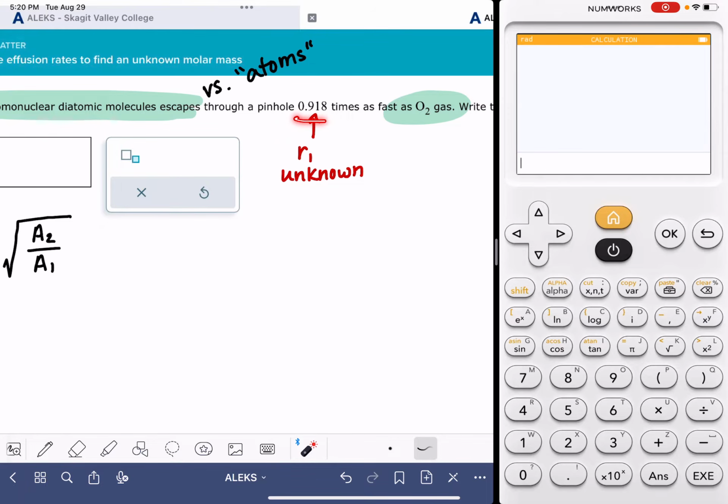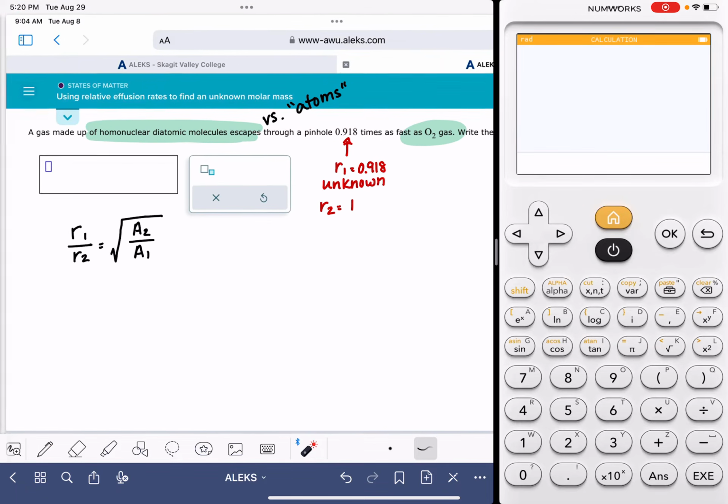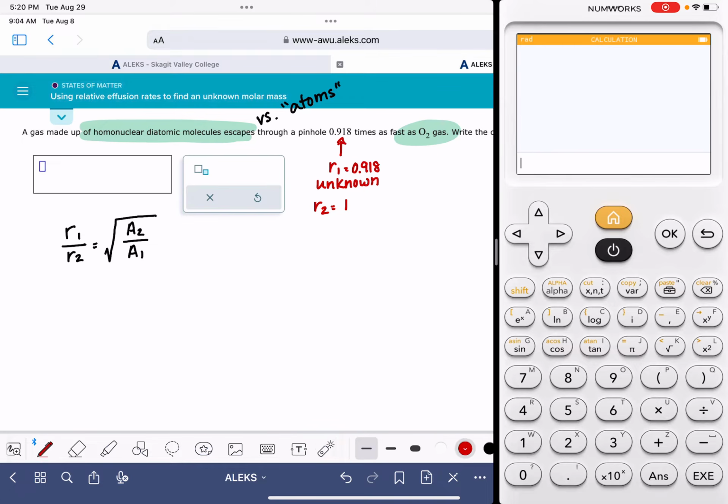Because it's not actually telling me what the rate of effusion is for my unknown, it's just telling me that it is 0.918 times faster than oxygen. So we don't know the actual numbers of R, we just know the relative ratio of R. So R1, that's our unknown, is 0.918, and our R2 rate of effusion is just going to be 1. Now if that really confuses you, it's kind of a math trick that we're doing there, I'm just going to ask you to let it go.